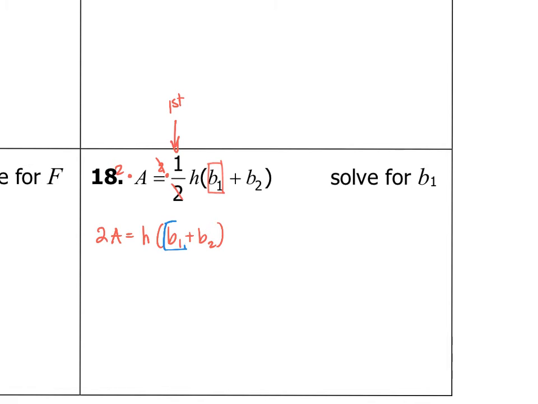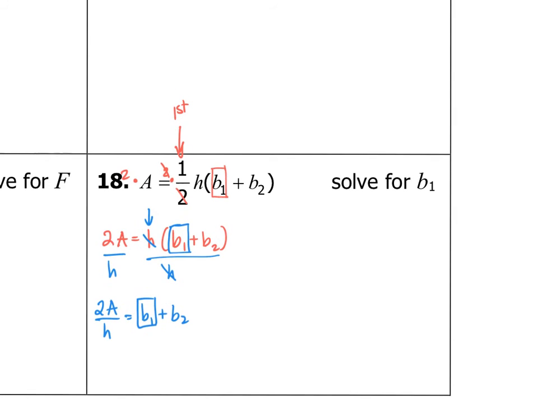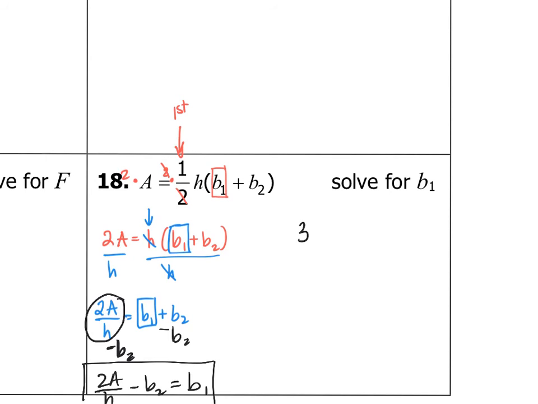Again, we're trying to get this one alone. We still have an outside distributor, so let's get rid of that and divide that off. So we've divided that h off, and 2a over h is equal to b1 plus b2. And last but not least, we are going to subtract b sub 2 on both sides. So 2a over h minus b sub 2 is b sub 1. This one had 3 steps to get b sub 1 by itself.